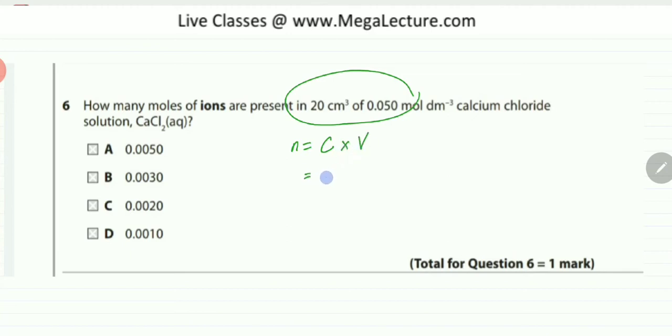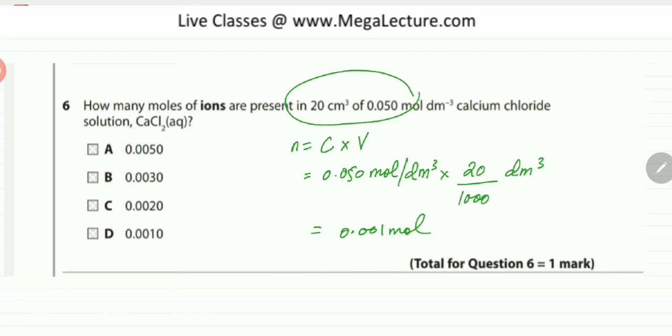So the concentration given is 0.050 mol/dm³. That's already given to us, and the volume given is 20 cm³, but that should be in dm³, so I'm going to divide that by 1000 to get that value in dm³. Let's calculate this value, and the moles I'm getting is 0.001 moles. So I found the moles.